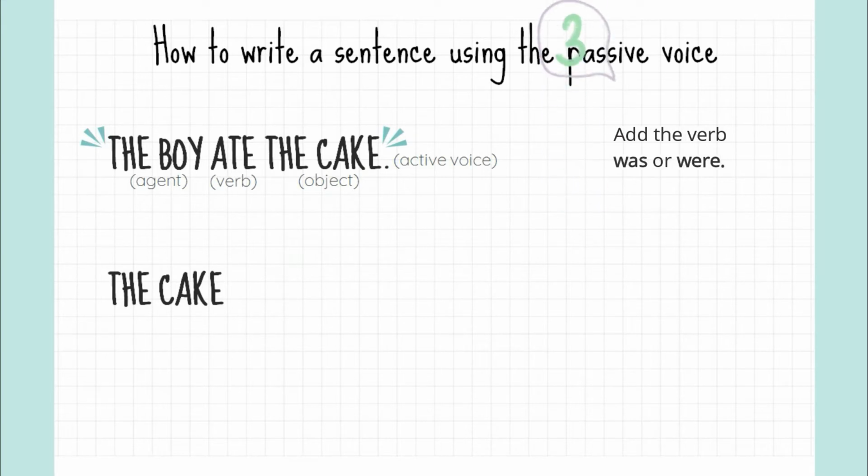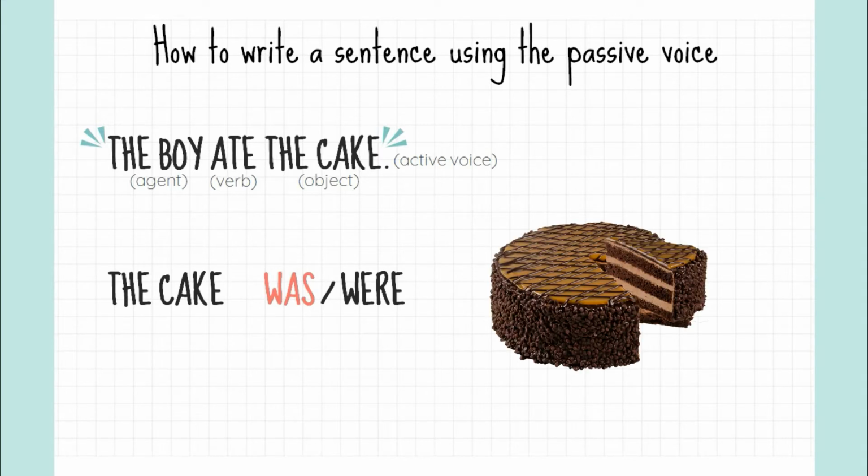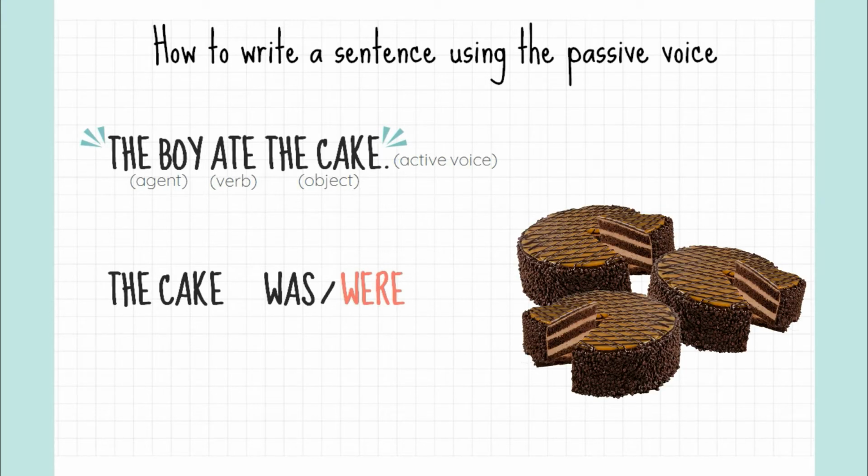Step 3. We need to add the verb was or were. How do you know which one you have to use? Well, was is used when the object is singular. In this case, we only have one cake, singular. So our sentence must be the cake was. We use were when the object is plural, like in cakes.